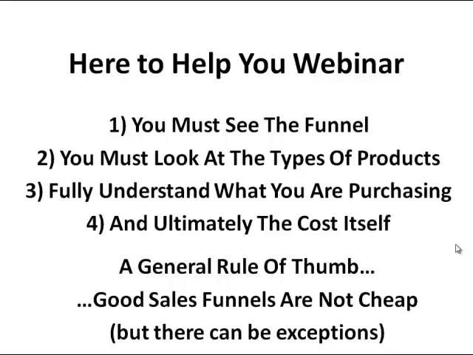The number two thing is you must look at the types of products that are in the sales funnel. We talked about this a minute ago, where the products need to be somewhat congruent and in the same niche. You want to be sure that all the products are related to each other in the sales funnel. And again, you want to look at the products themselves and see what type they are. If it's a sales funnel that's heavily software products, you want to make sure that those software products are going to be able to run for a long period of time, and that they perform like they should with the current operating systems.